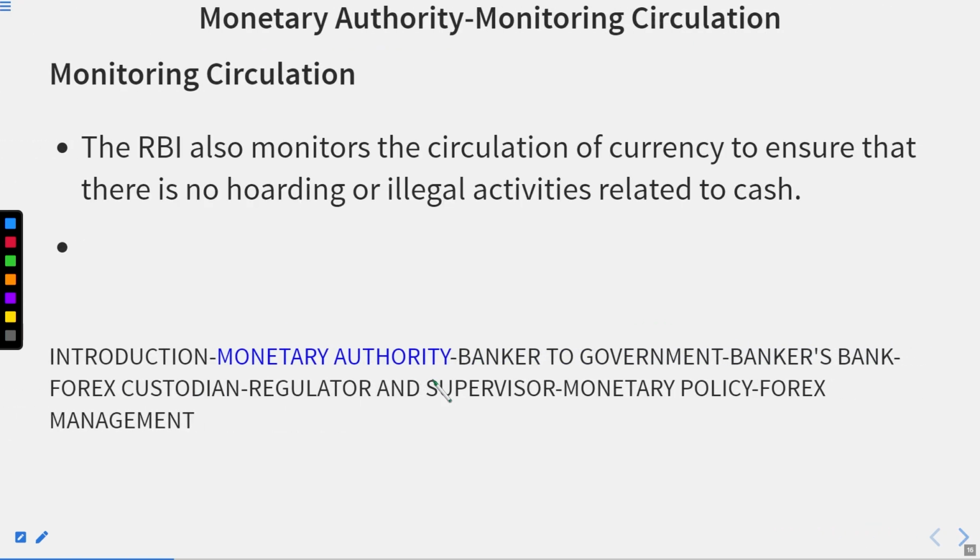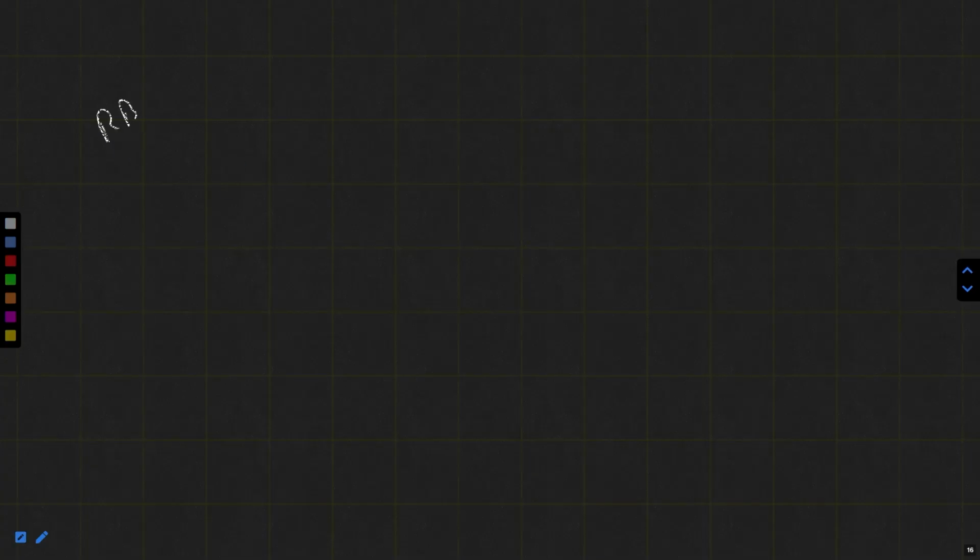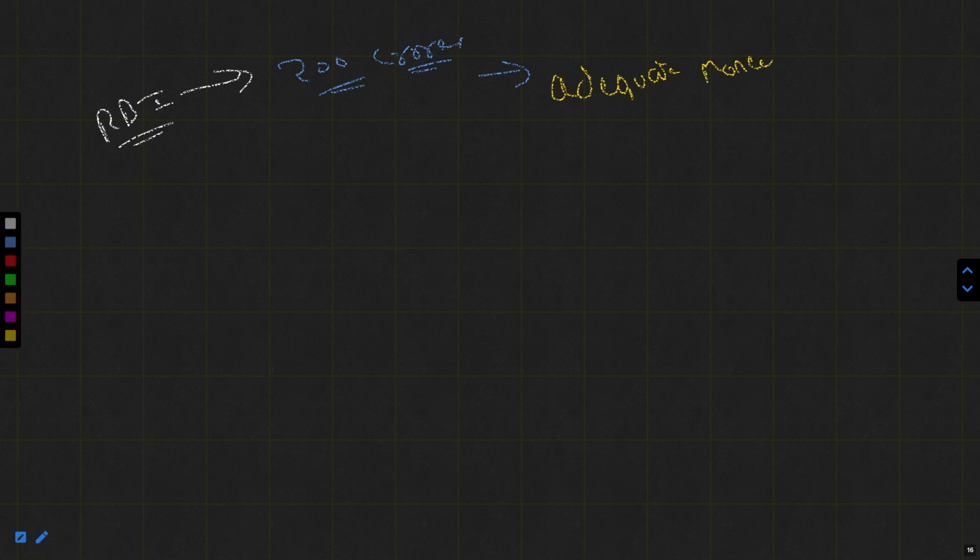Monetary circulation. RBI also monitors the circulation of the currency to ensure that there is no hoarding or illegal activities related to cash. For example, you can say this is the RBI. Okay, they infuse 200 crores in the economy to ensure adequate money supply. Okay, so basically when we talk about the money supply, we're talking about the money circulation. It means that the cycle must be continued from one point to another. All right, but what happened?